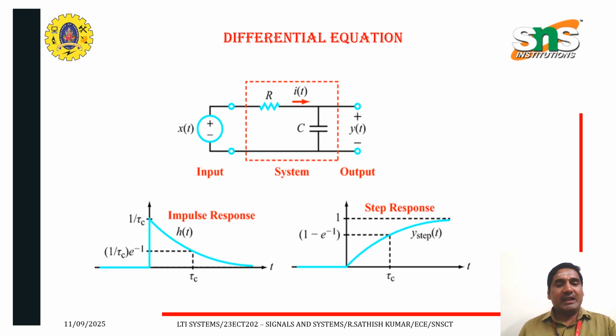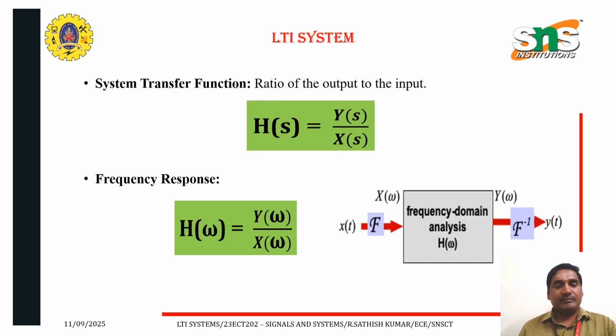When we apply the input x(t) to the R and C, that is nothing but the system which can produce the output as y(t). Impulse response, it is a decaying exponential function. It can be represented by h(t) with respect to t. It is a step response. It is a rising exponential function.